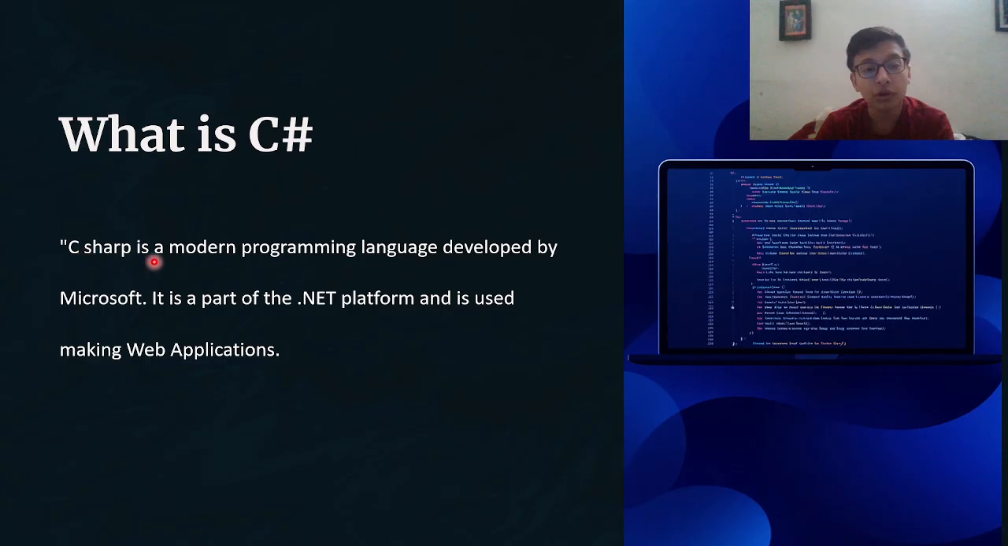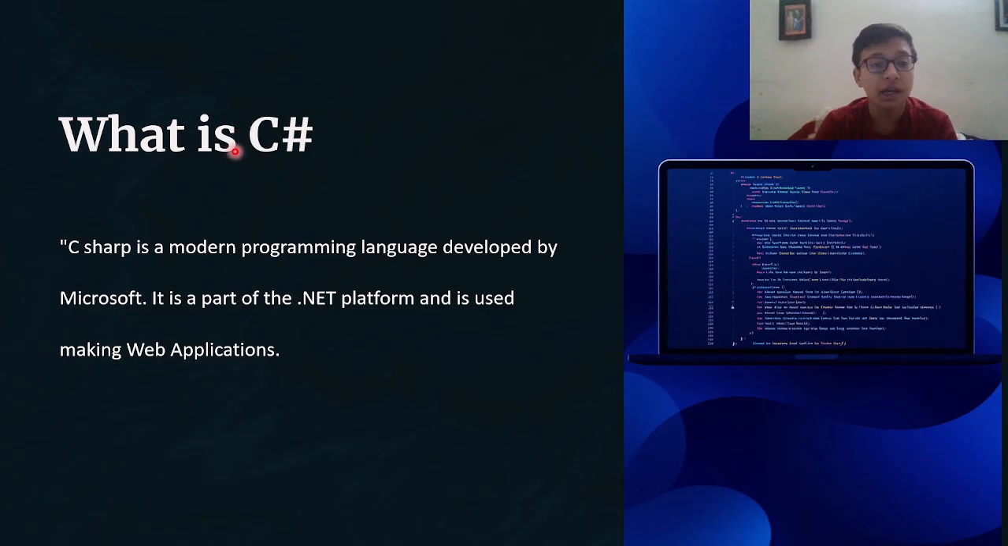C Sharp is a modern programming language which is developed by Microsoft. It is a part of the .NET platform and is used to make web applications. This means that the language C Sharp is developed by the Microsoft team and it is a very important part of the .NET platform. Later on this channel, we will be learning about MVC and ASP.NET Core. We will be coding all those software, all those applications with the help of C Sharp.